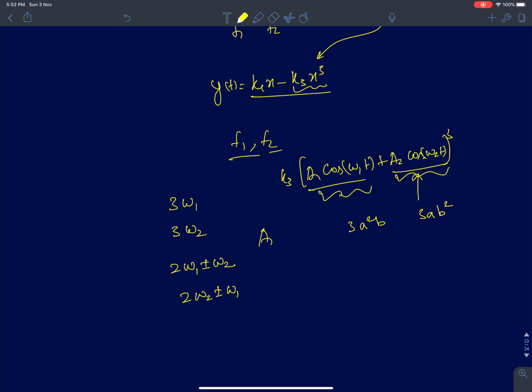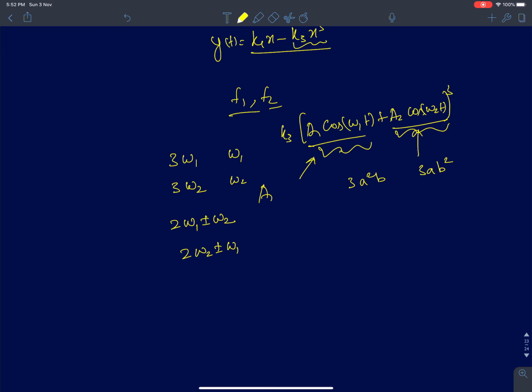As I said, when I cube this function, I'll also be getting omega 1 and omega 2. Cos cube theta can be written as a linear combination of cos 3 theta and cos theta. And we saw that the first harmonic term, for example, is K1 into A1, where A1 is the amplitude, minus K3 into 3 by 4 into A1 cube. So this will be the expression for the term multiplying cos omega 1t. So this will be the amplitude of omega 1.